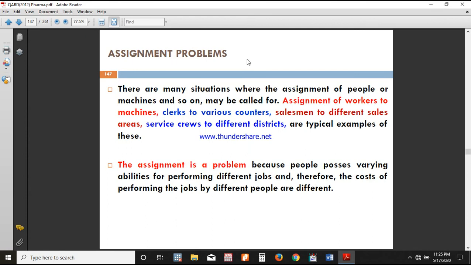The next one is the assignment problem. There are many situations where assignments can be made. Assigning workers to different machines, clerks to various counters, salespeople to different sales areas, and service crews to different districts are some of the examples of this assignment problem.